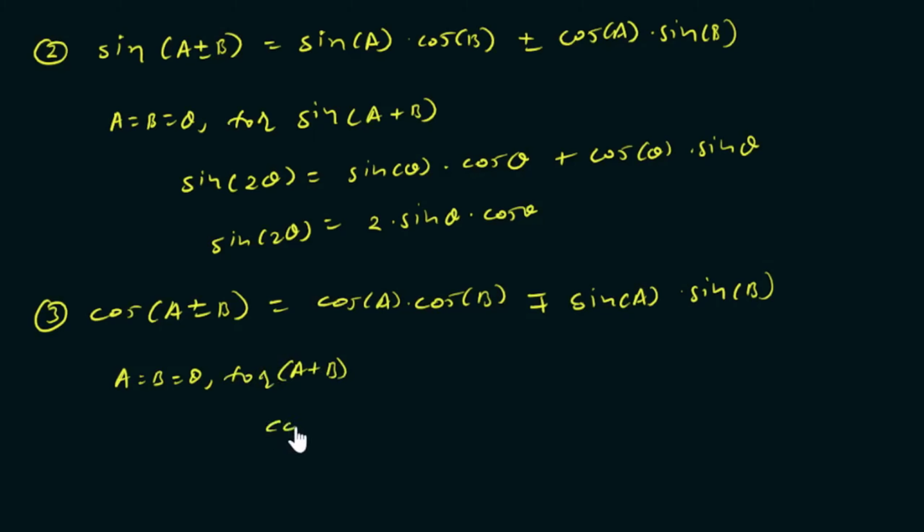We will get cos 2 theta equals cos square theta minus sin square theta. Okay, so this is also another important formula. For the third trigonometric identity, tan of a plus or minus b. Basically, this is the ratio of sine of a plus or minus b to the cos of a plus or minus b.